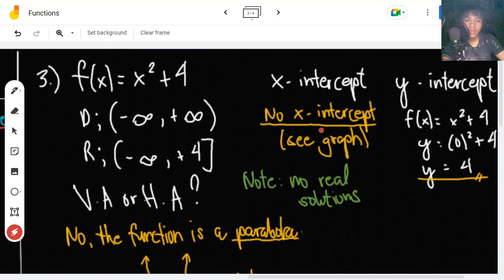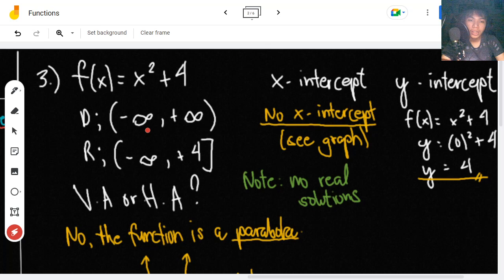Now, number 3. f of x is equal to x squared plus 4. So for the domain, again, all the admissible values of x that will give you a defined answer is part of the domain. So that is from negative infinity to positive infinity. And for the range, now you might be wondering why this is not the same as the domain now. Well, you see, when we set x to 0, we get 4, since 0 plus 4 is 4. So therefore, for our range, when x is equal to 0, we get 4.